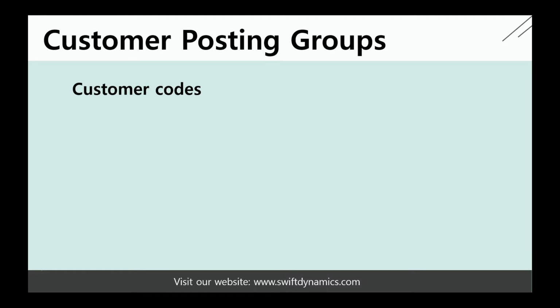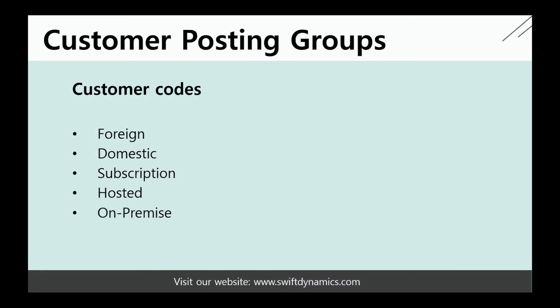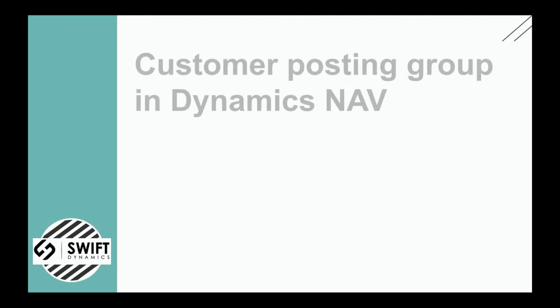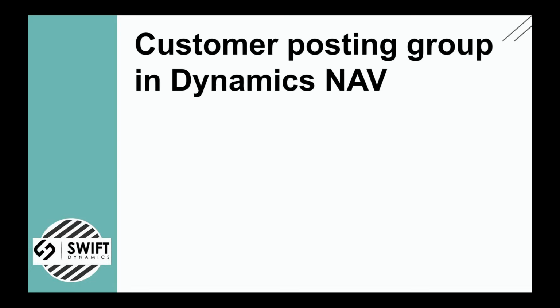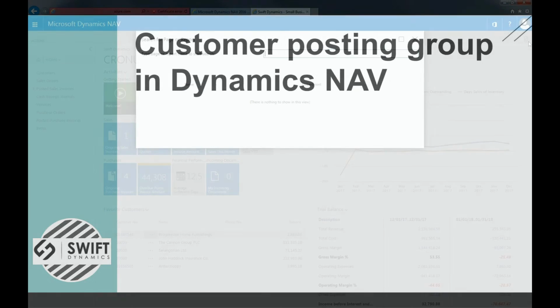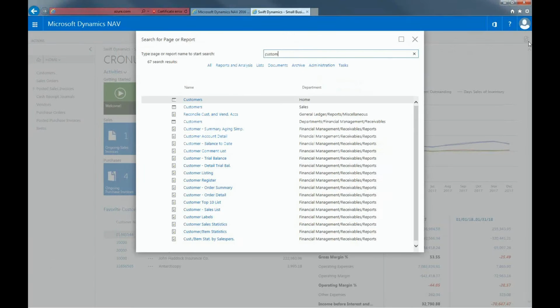Some examples of customer codes include foreign and domestic. You can organize your customers based on whether they're located in your country or abroad, or hosted versus on-premise, if you're a software company and some of your customers have your software hosted or on-premise. Based on what I just explained, I'll show you an example of how NAV handles customer posting groups.